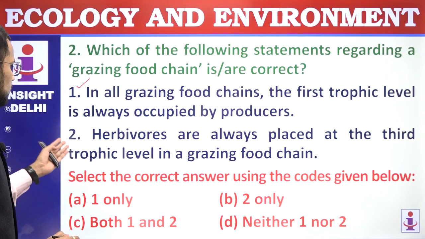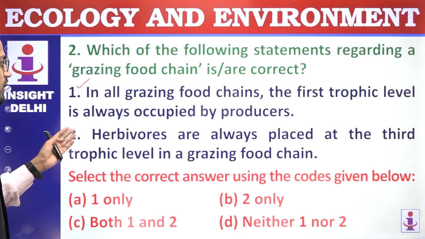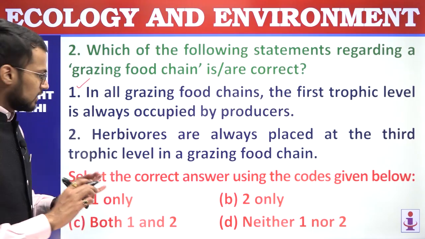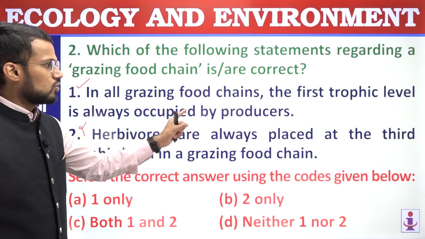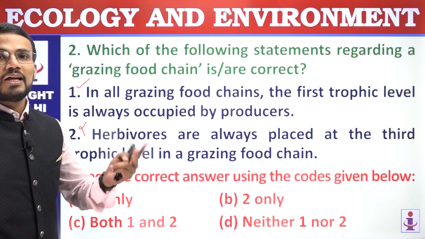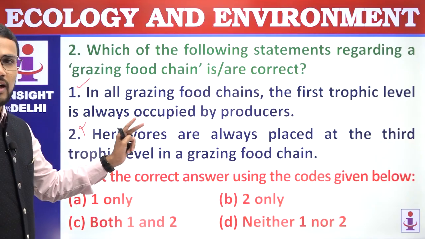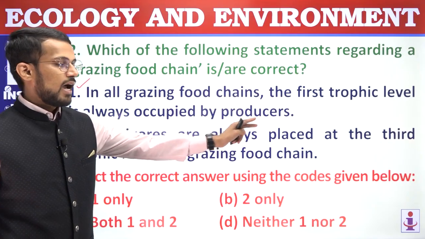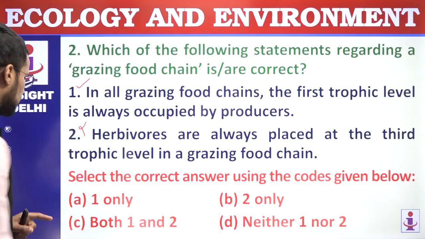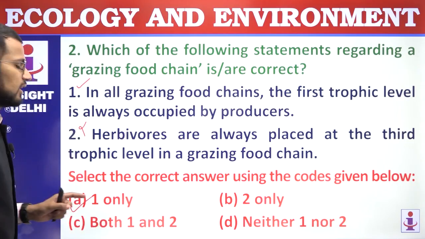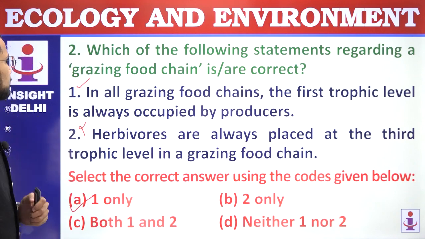First is correct. Second, herbivores are always placed at third trophic level in a grazing food chain. This is an incorrect statement. If producers are there at first trophic level, herbivores will be at second trophic level. And that's why the second statement, which says that herbivores will be always at third trophic level, is incorrect. Only the first statement is correct, and that's why the answer is A, 1 only. Question number 2, again answer is A.